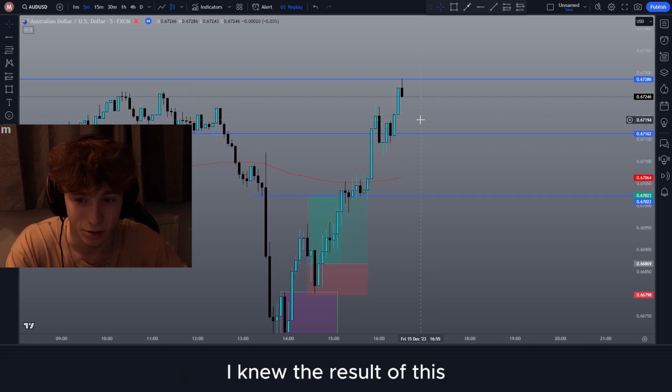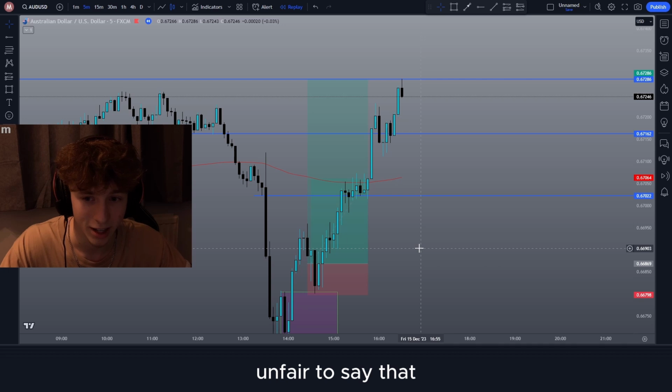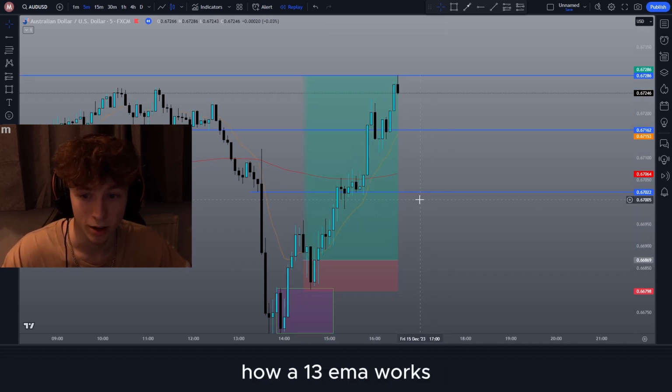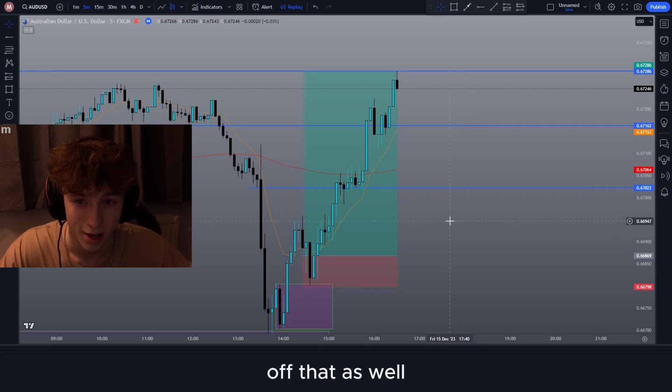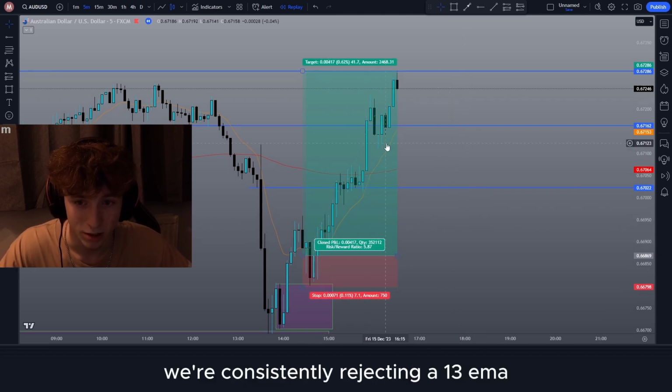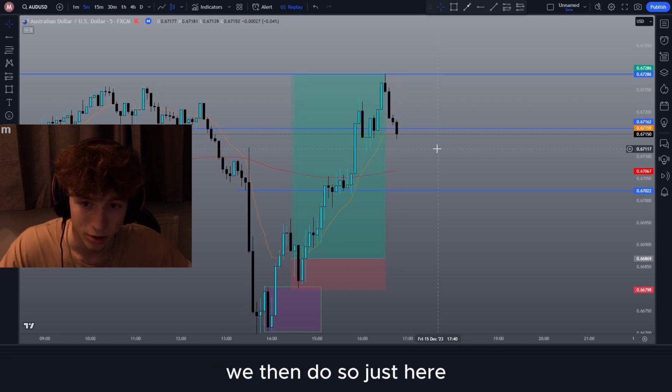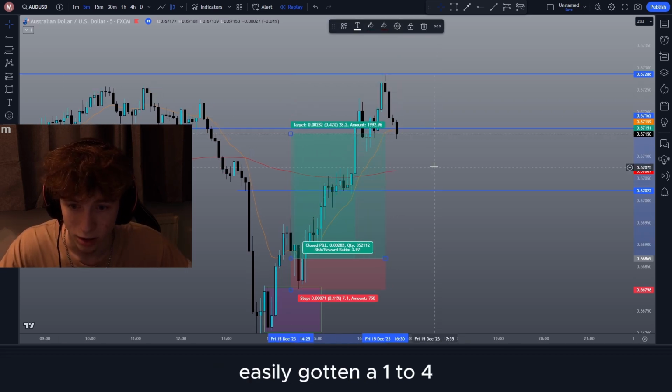Now obviously I knew the result of this, so I guess it's a bit unfair to say that. However, there's so many reasons you could have gone for a high risk reward on this trade. For example, if you know how the 13 EMA works, you could trade off that as well. You can see we're consistently rejecting the 13 EMA, and if you wanted to take your exit once it closes below it, we then do so just here, and you could have easily gotten a 1-to-4.